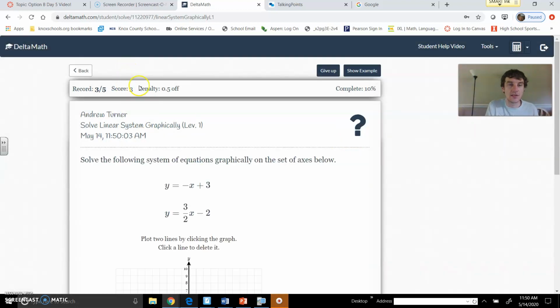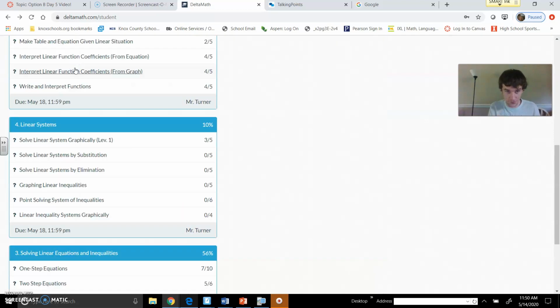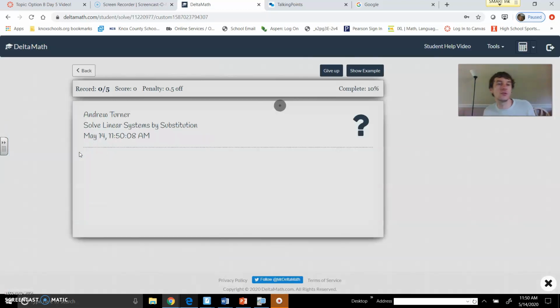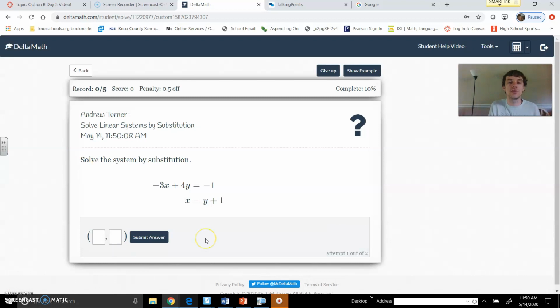Okay. And so I'll leave you to do the other two. So now let's talk a little bit about substitution. Substitution is the concept where you're solving not by graphing, but you're trying to put these two together. So I'm going to take this into my other software for a moment.